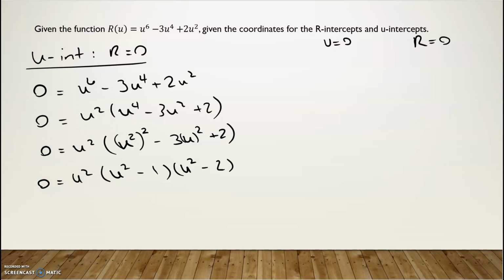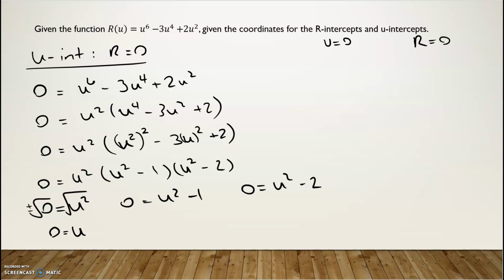Now, by the zero product property, I'm going to set all these equal to 0 and then solve for u. So u squared equals 0, u squared minus 1 equals 0, and u squared minus 2 equals 0. So we're going to take the square root, and remember, when you take the square root, you also put plus or minus. But since this one is 0, 0 is neutral, so it doesn't have a plus or minus before it, so it's just 0. Going to move 1 over. I'll go ahead and move 2 over.